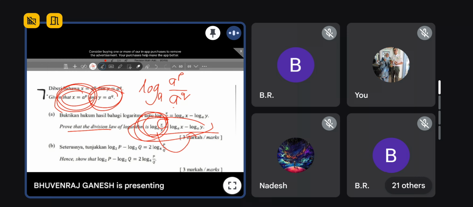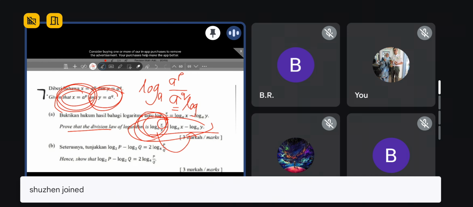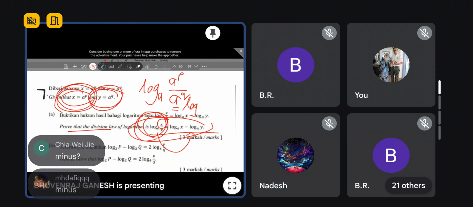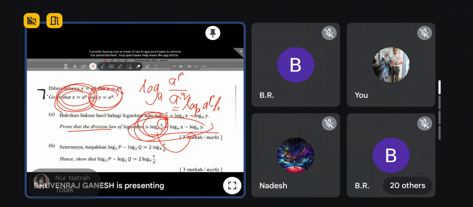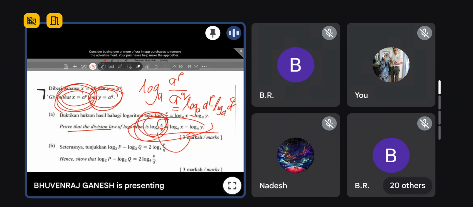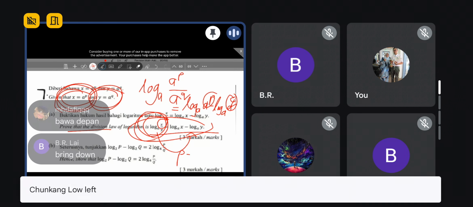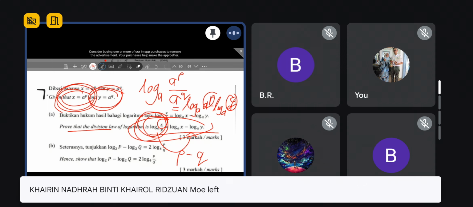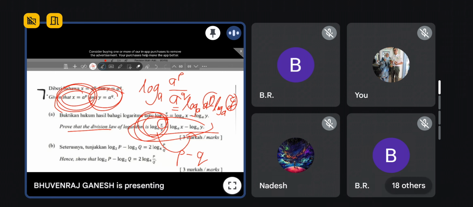So guys, log. When you divide log, what do you get? Bila kamu bahagi log. When bahagi, you'll get? Yes, minus. Correct. So you will get something like this. Understand? So guys, kuasa. What can I do to the power in log? These two. Yes, bawah depan. So you will actually get P minus Q. Correct? Sebab log A A tu satu. Satu tak perlu tulis. So that's why you get P minus Q as your answer.